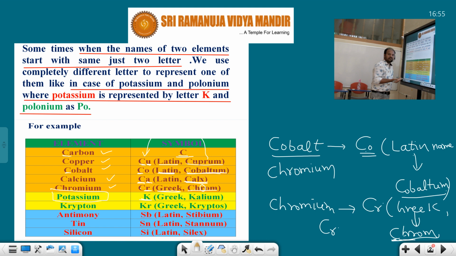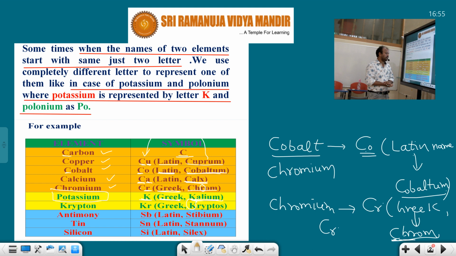Understood or not? If you take hydrogen, the first letter H is given. Oxygen, the first letter O is given. Nitrogen, the first letter N is given. But in potassium, the first letter P or the second letter O is not given. The symbol is K. How does it become K? Because this symbol is derived from the Greek word Kalium, and in kalium the first letter is K. So K represents the English name potassium.